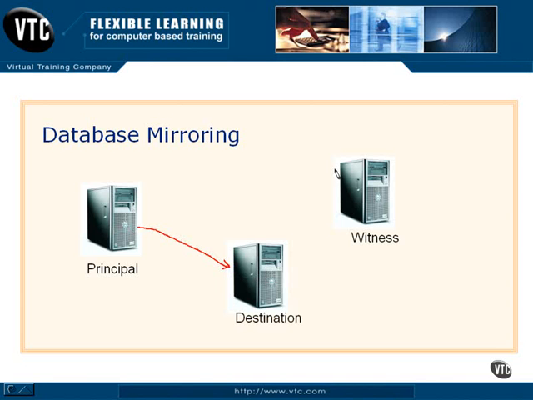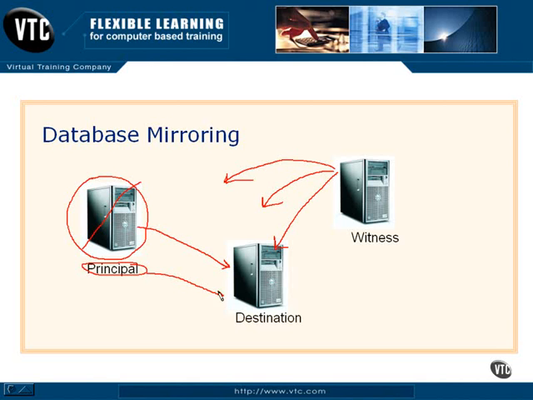What's different with this, though, is the witness server is sitting here overseeing this whole process. And when the principal server starts to have a problem and starts to go down, the witness server simply notifies the destination server that it's now the principal. And so this begins to function as the principal server. Then when we get the principal server back up, it assumes the role of destination. So basically, these two things switch places, if that makes sense. And the witness server takes care of this.